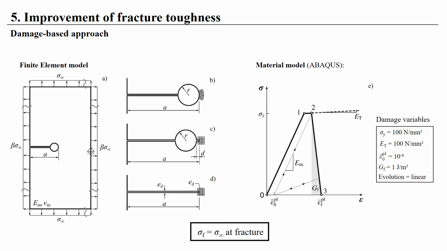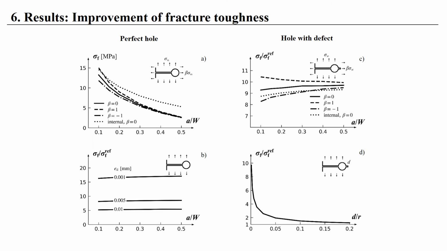Fracture is described by element deletion when the damage variable within an element reaches the point of failure at point 3. The used material parameters for the damage model are listed in the square box. The improvement in the fracture toughness is determined by evaluating the global failure stress sigma f of the specimen. The global failure stress sigma f is defined as the maximum applied stress sigma infinity at which the specimen fractures.